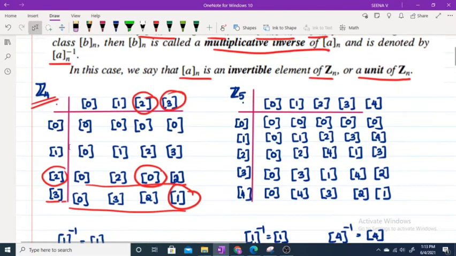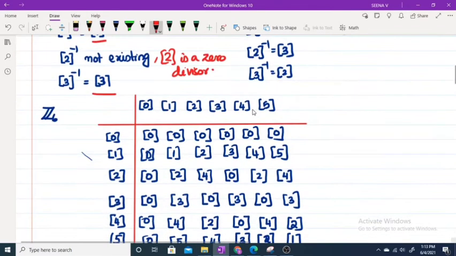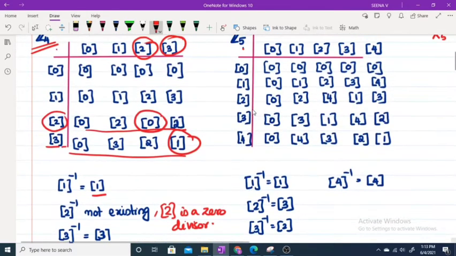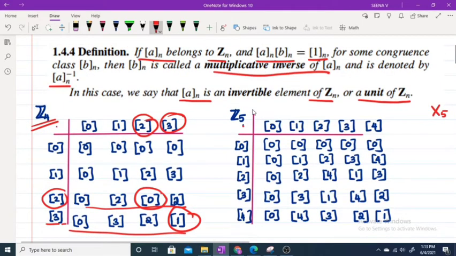Now next I am considering the set Z5 and the operation multiplication, dot. In the final notation we denote this operation as multiplication modulo 5, which we will discuss later. Here we are just using the notation dot for multiplication. And this is the table for Z5.